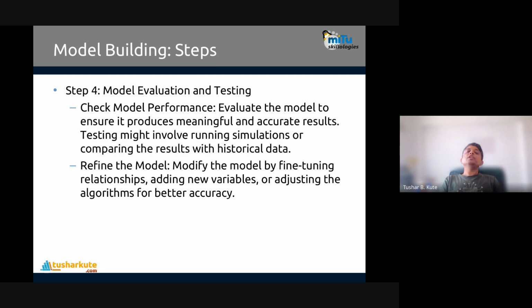Correct. Fine-tune the relationships means maybe feature A and feature B are related, but feature B and C are more accurately related. Or we can change their scale. That is also possible to have fine-tune. Even add new variables. There's a technique called principal component analysis by which new variables can be added. Some can be removed. And we can adjust the algorithm as per the accuracy. These are step number 4.